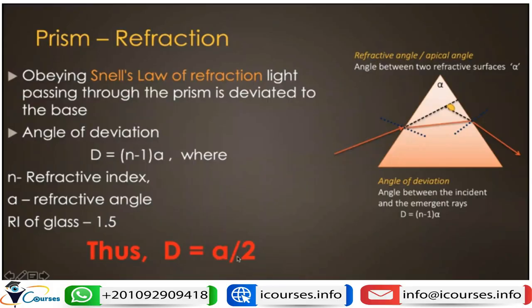So this is the first rule in refraction by prism, that the angle of deviation, sometimes called the angle of minimal deviation, equals half of the apical angle, or the apical angle is equal to double the angle of deviation. This is very, very important.